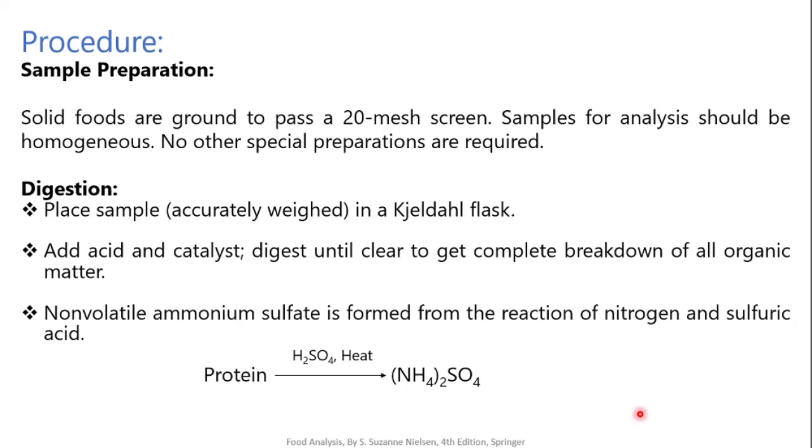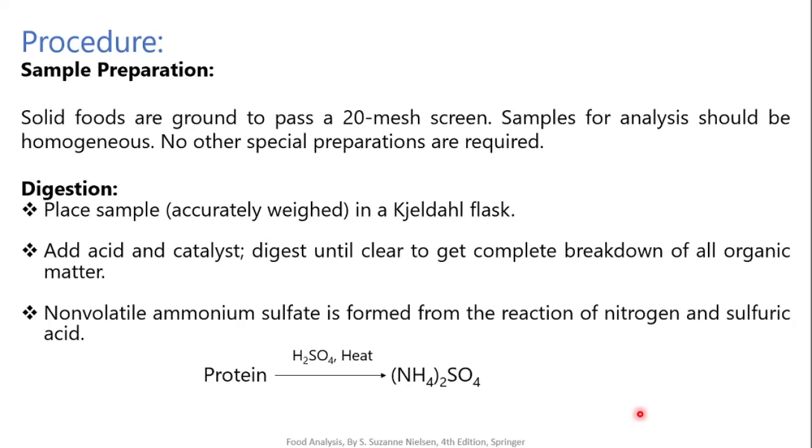For the digestion we have to accurately weigh the sample and place it into the digestion flask. Then we add acid and the catalyst. Then we digest the solution under heating until we get a clear, complete breakdown of all the organic matter. The non-volatile ammonium sulfate is formed from the reaction of nitrogen and sulfuric acid.